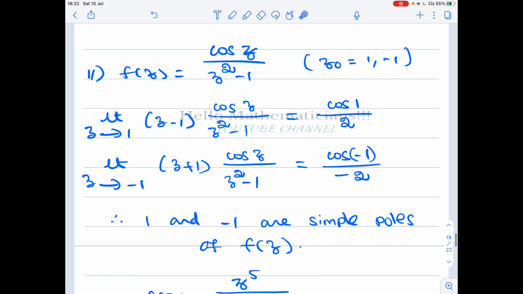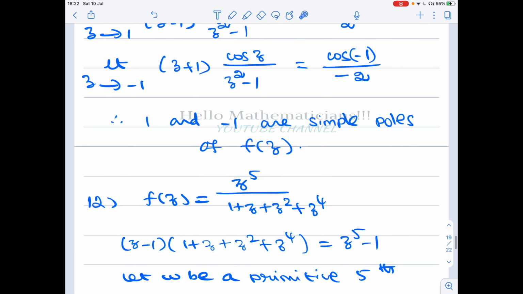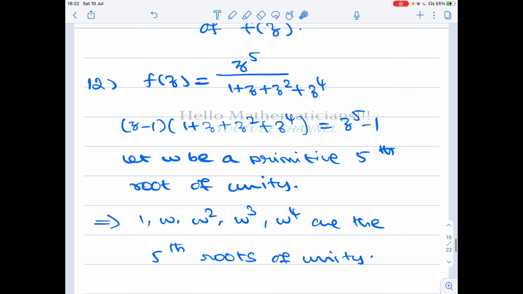So these are all different techniques. Pretty much we cover all the techniques used to find the singularities in this lecture.